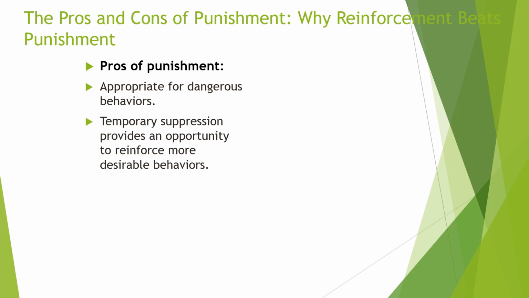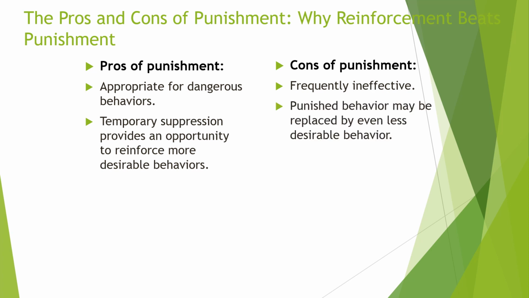Another pro of punishment is that it is a temporary suppression. This temporary suppression provides an opportunity to reinforce more desirable behaviors. So in order to not do those again, that leaves you more room to be rewarded. Now, let's think about the cons of punishment. Punishment is frequently ineffective. The older you get, the more ineffective it gets. Punished behavior may be replaced by even less desirable behavior.